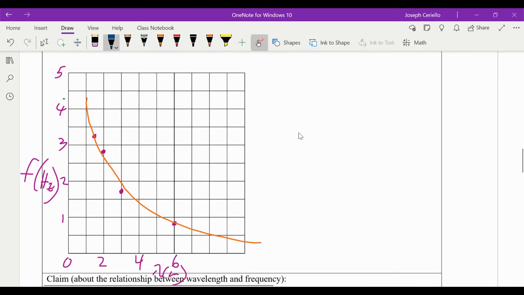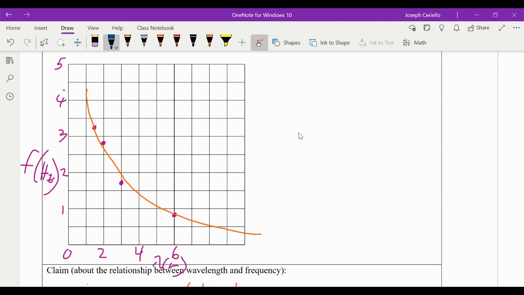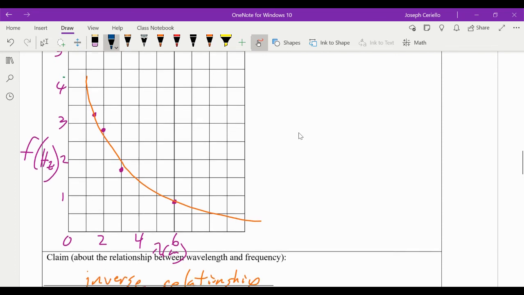So what we did was we graphed frequency versus wavelength, or you could have done wavelength versus frequency. You would see the same relationship. We actually see an inverse relationship. This is not a negative linear relationship. This is an inverse relationship. As one goes up, the other goes down, and they both asymptote at 0. That's an important point: neither one will ever hit 0.